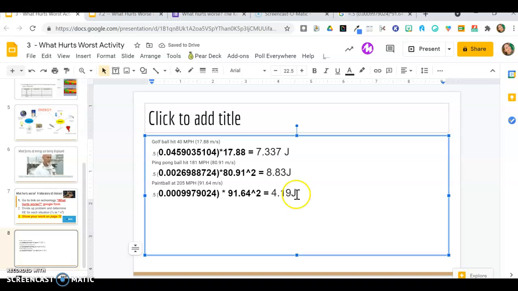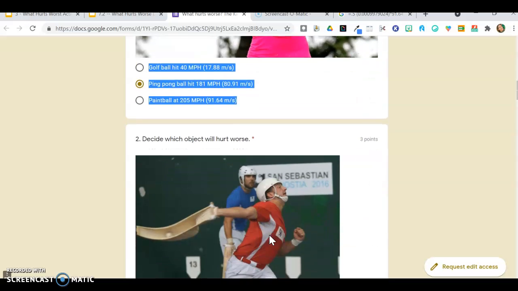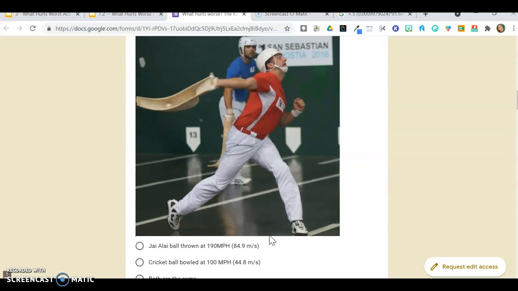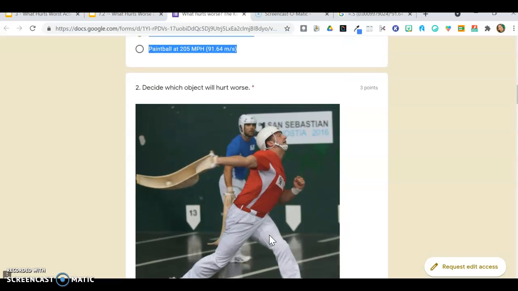So the one that has the highest amount would be the ping pong ball hit at 181 miles per hour. Since it has the most energy, that would be the one that hurts the most. So when we go back to our form, we would hit our ping pong ball, and then we move on to our next problem. Okay, this one is a cricket ball or the jaw ball thrown, and you just continue.